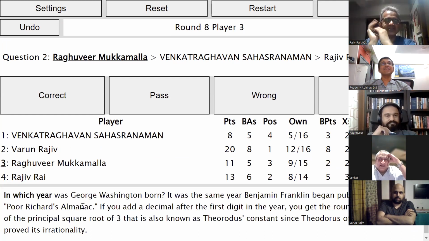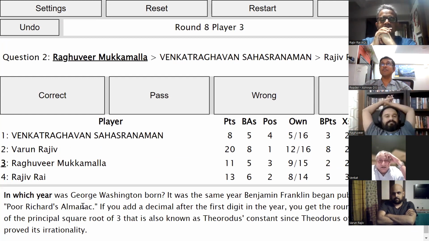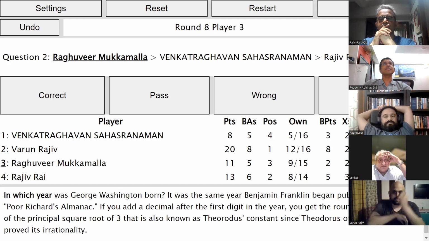Okay, in which year was George Washington born? If you get that from that first line, good enough. But if you don't, it was the same year Benjamin Franklin began publishing Poor Richard's Almanac. If you add a decimal after the first digit in the year, you get the rounded value of the principal square root of 3. That's also known as Theodorus' constant, since Theodorus of Cyrene proved its irrationality. 1732. Brilliant. 1732 is when Washington was born.